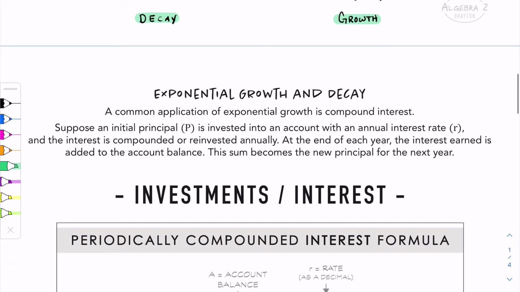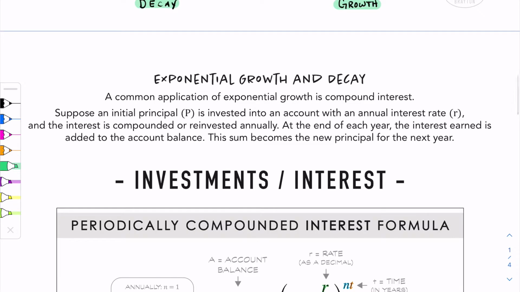So moving into what exponential growth and decay is, you can see in this little write-up right here, it says a common application of exponential growth is compound interest. So we're going to focus on some interest functions. And when we're talking about compound interest, we're talking about things like bank accounts or investments. So things that are going to earn interest, something that you're probably familiar with or at least have heard something about at some point or other.